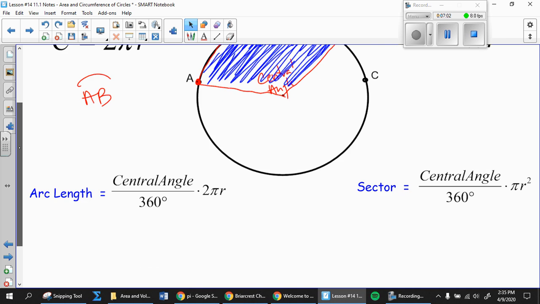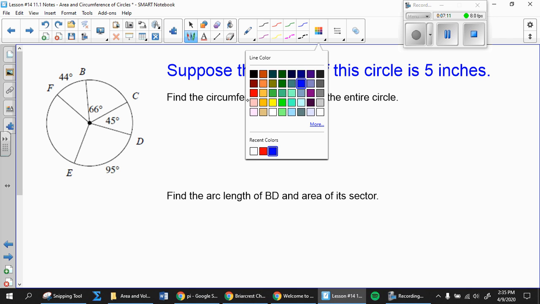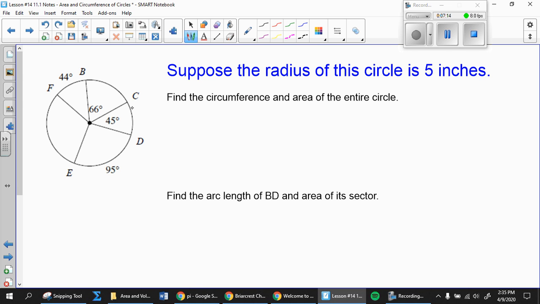Okay, let's look at a couple of examples. The first thing it asks us to find is circumference and area. We know circumference and area, and all we need is the radius. Right here it tells me the radius is 5 inches. So circumference is 2 pi times 5, which is 10 pi, which when we type into our calculator gives us 31.4. And that is inches.